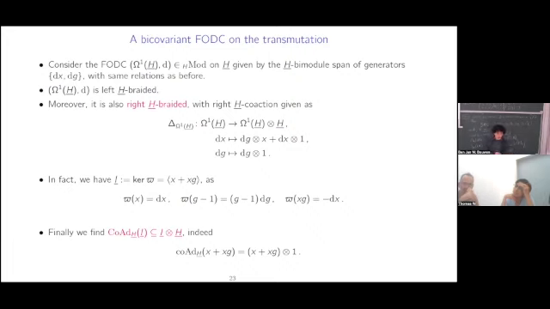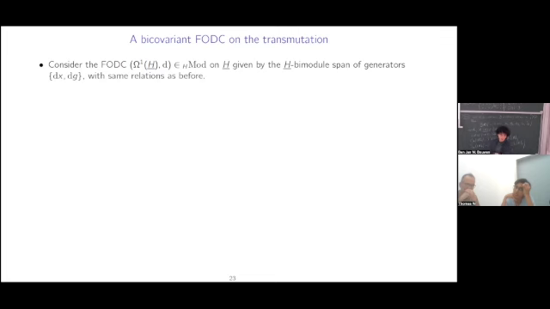Okay, I would actually like to comment a little bit more on this. Can I ask a question? Absolutely, yes. I think I missed the point. What's the extra symmetry that you're saying is coming in? Yes, so the calculus that you had before, it's not right covariant.